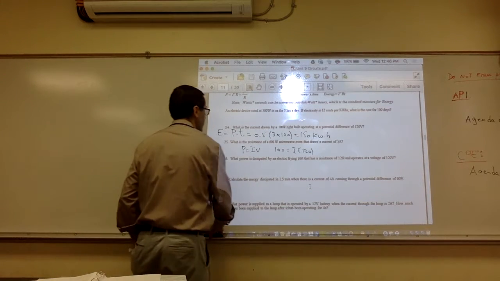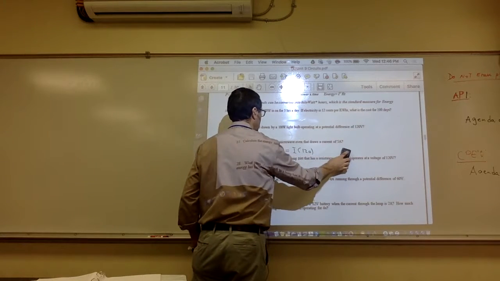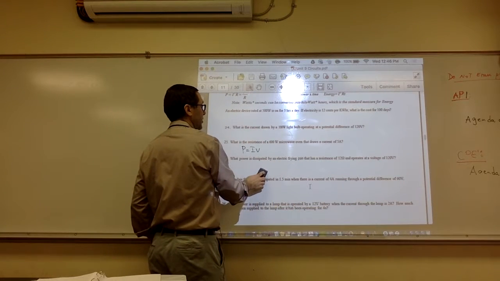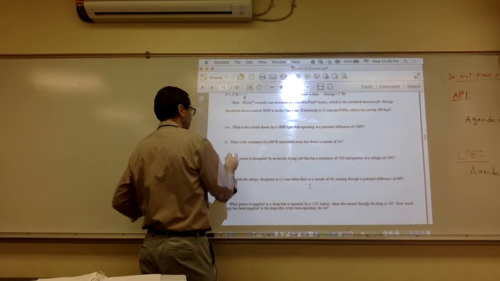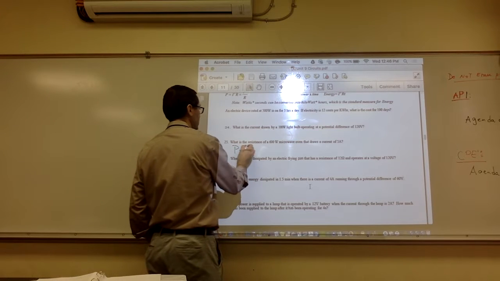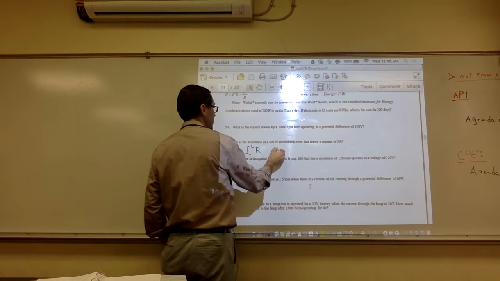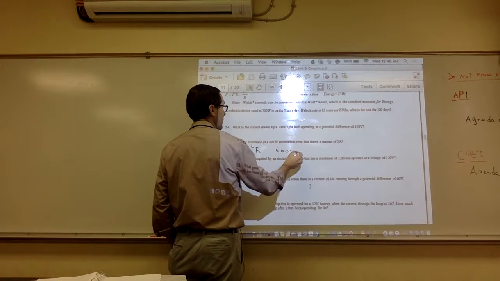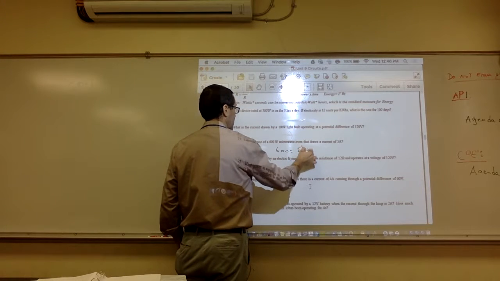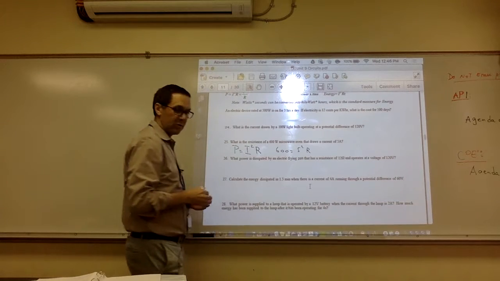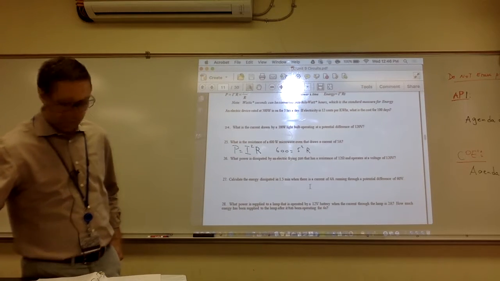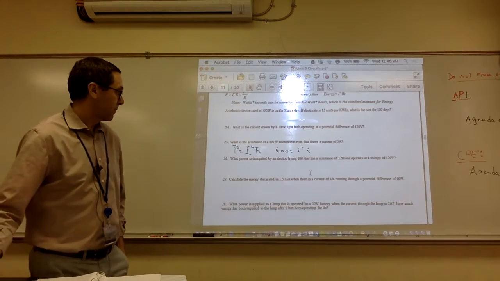25. What is the resistance of a 600-watt microwave oven that draws a current of 5 amps? So I'm going to use the formula that says P equals I squared times R. 600 equals 5 squared times R. So it should be 600 divided by 25, which is 24 ohms.